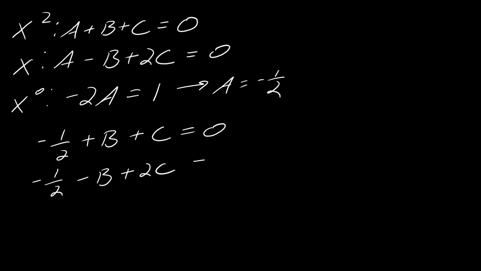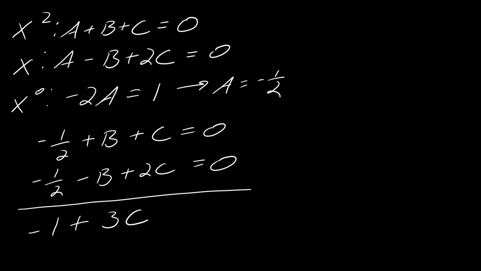Now, you might recall from the good old days of algebra, the elimination method, where I just add these two equations down. So this will become negative 1. The b's drop out, and then I'm left with plus 3c equals 0. And so from here, I can have that 3c equals 1. So that's going to tell me then that c equals 1/3.